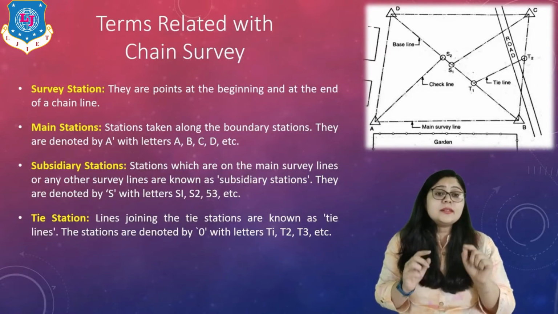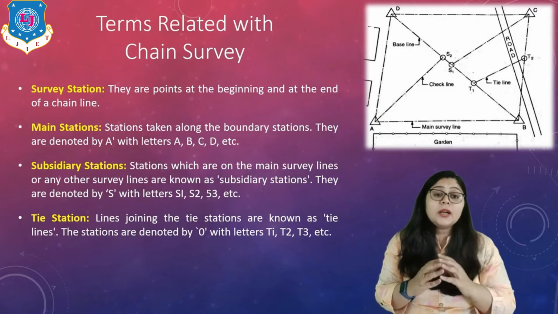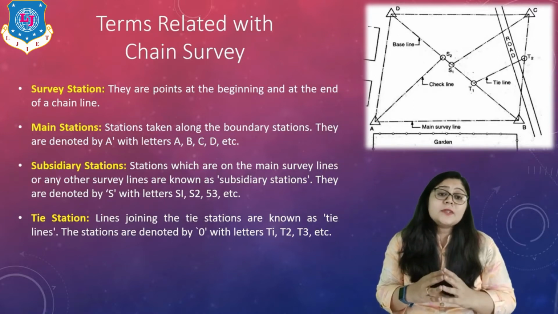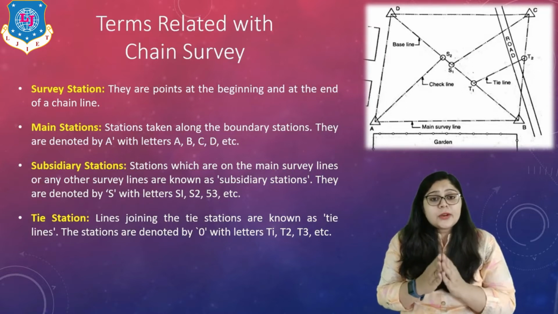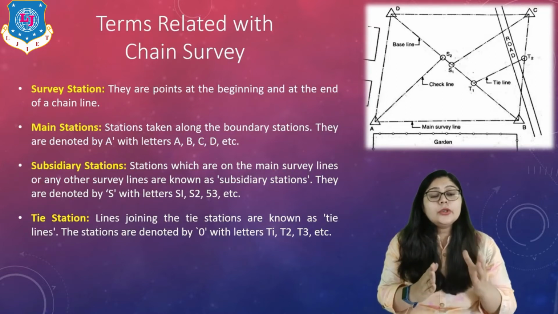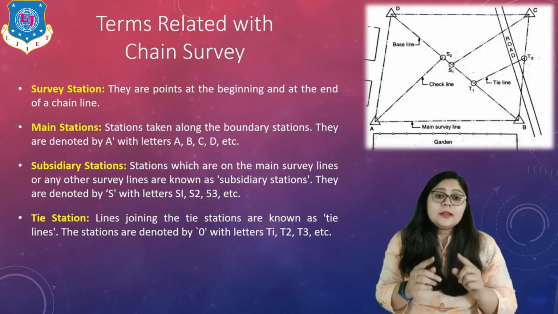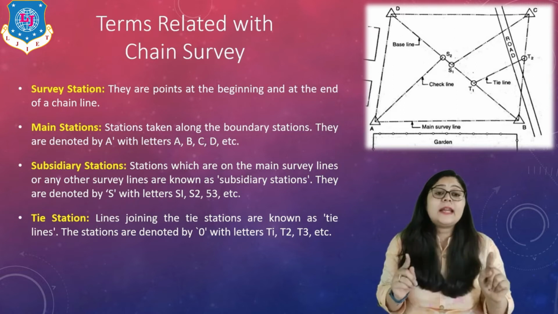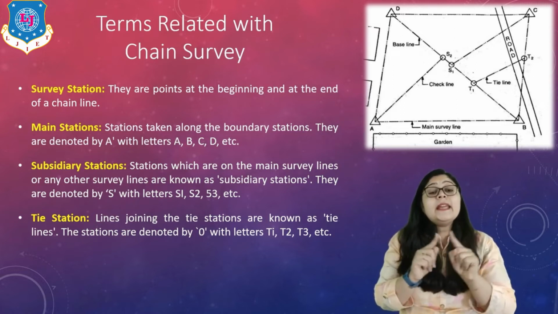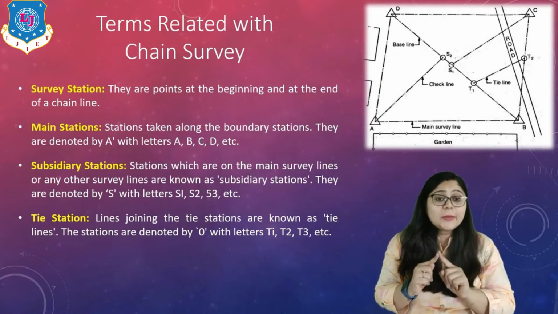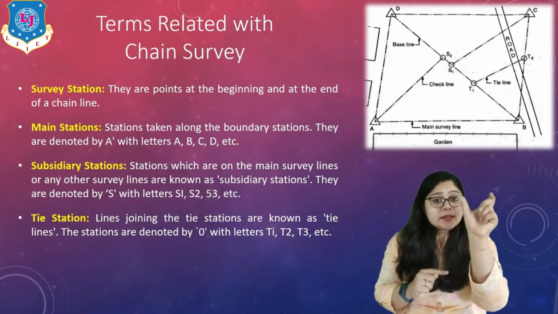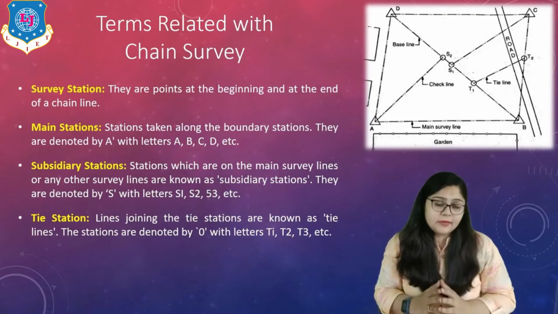Now we have discussed the terms related to stations, but in this figure you can also find terms like baseline, check line, tie line and main survey line. So what are they? Different types of survey lines are utilized for better calculation. Here you can see the main survey line. The main survey line is the line joining the main station points. Our main stations are A, B, C, D, so lines AB, BC, CD and DA are our main survey lines.